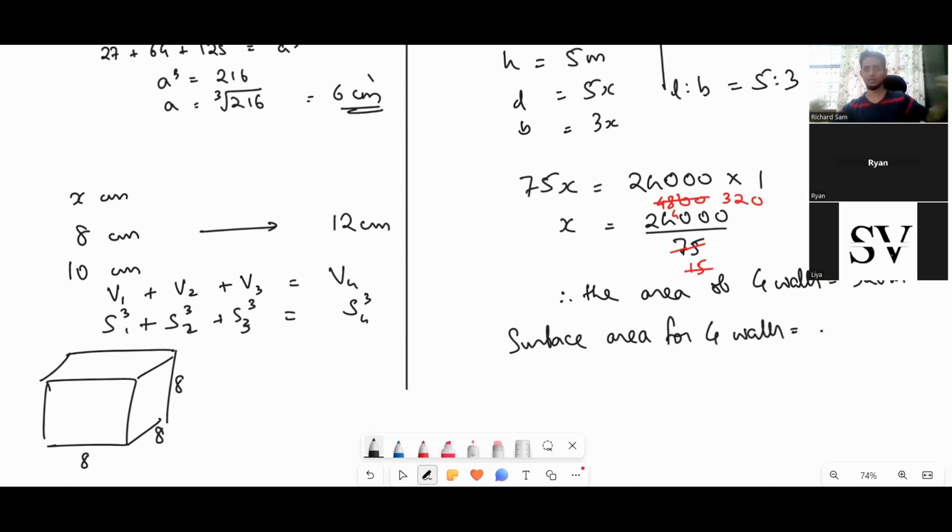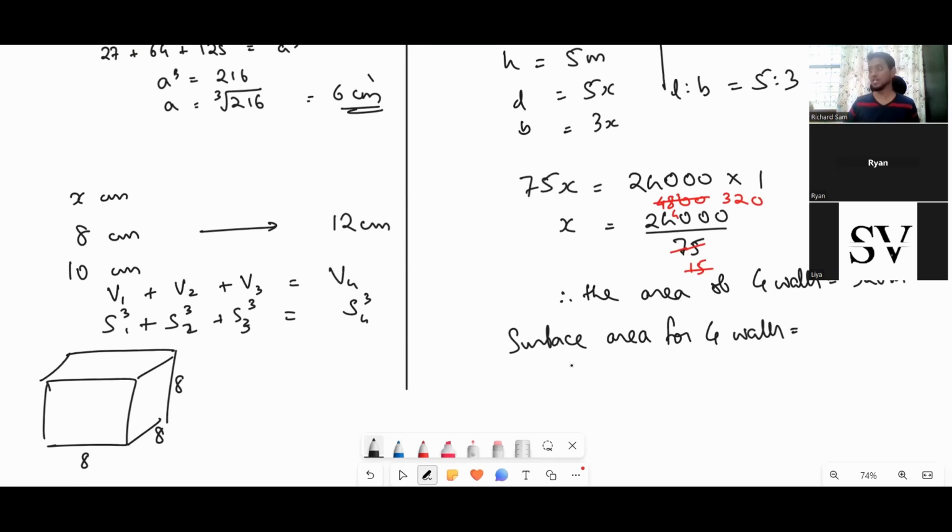Now think. This is the length, this is the breadth and this is the height. And these are your four walls. So tell me, what is the area of this side wall? Listen to this. What is base here? There's no base. Okay, come on.